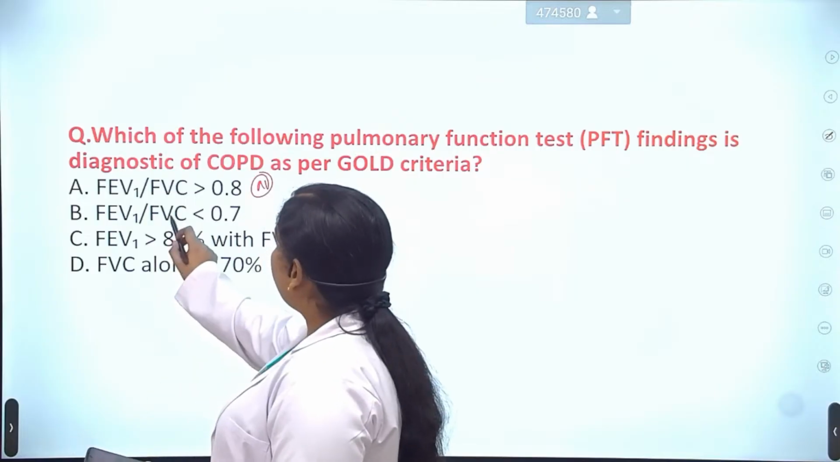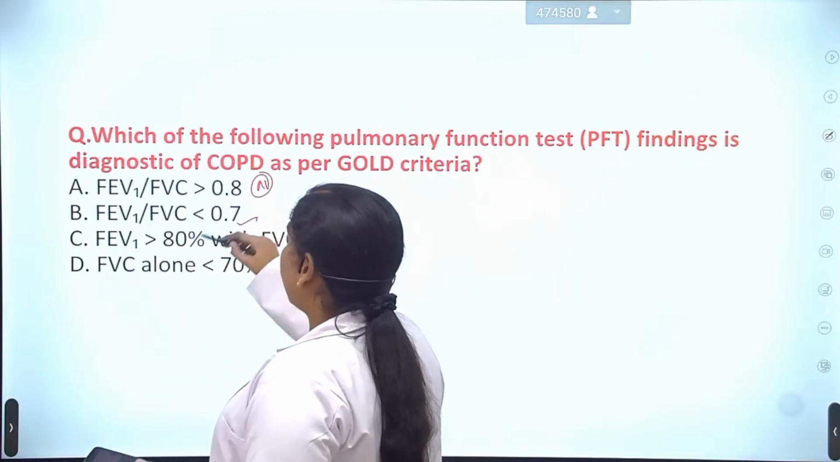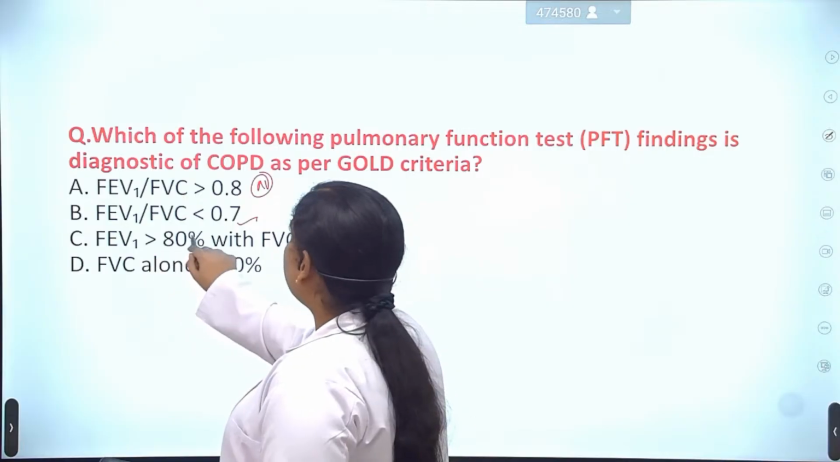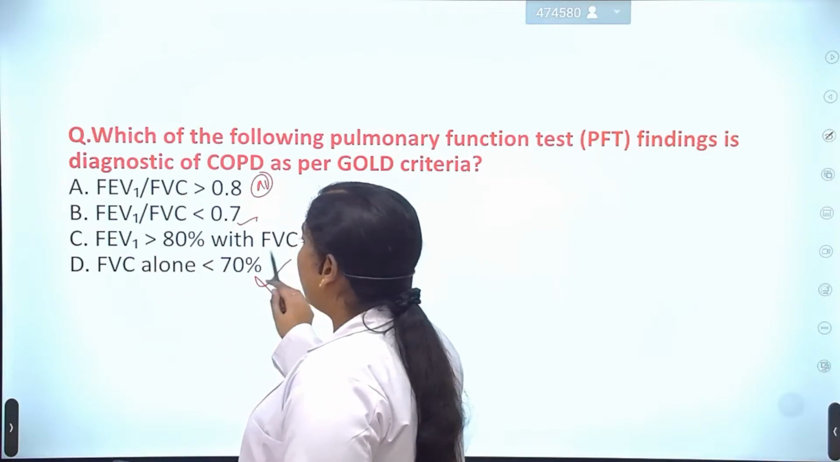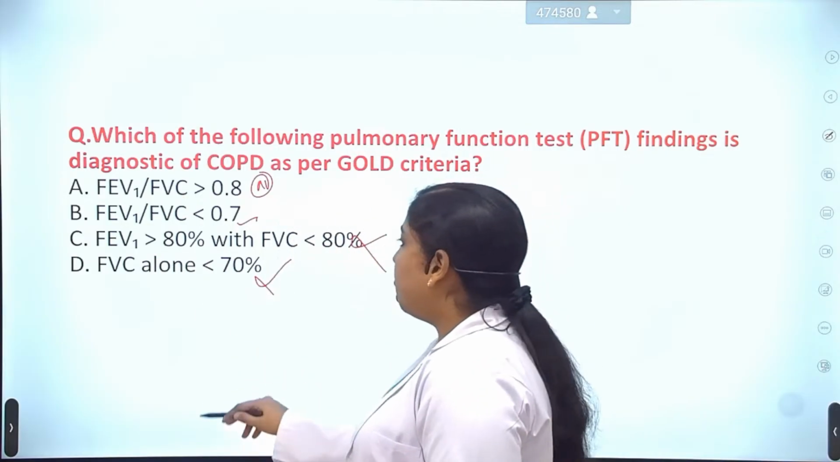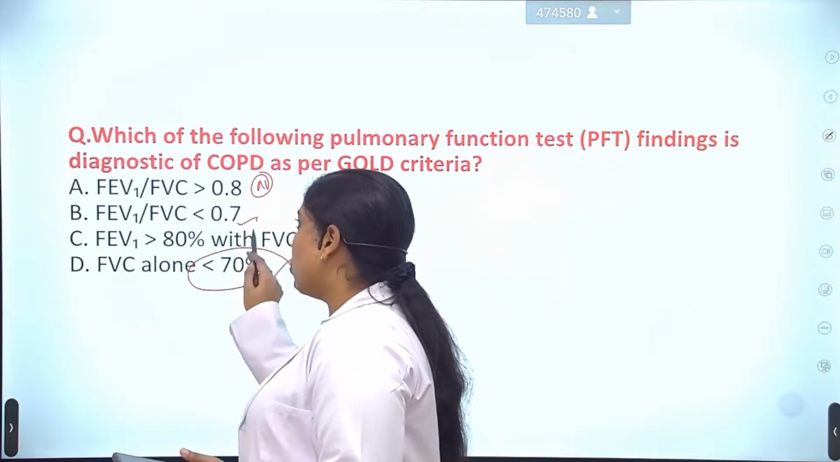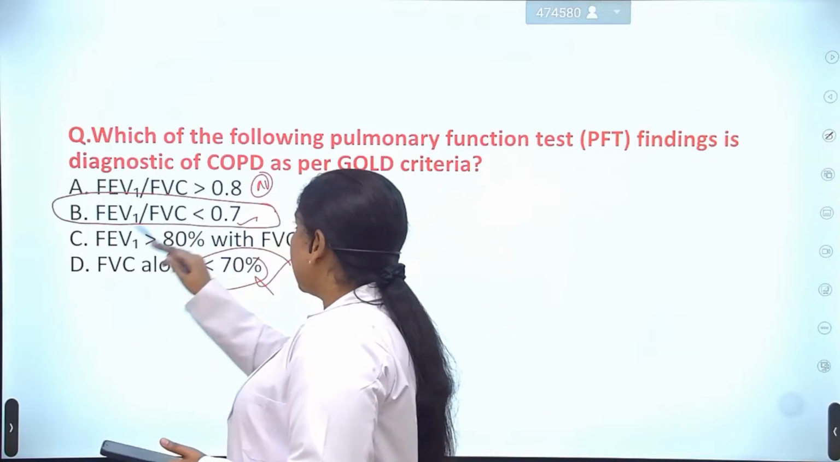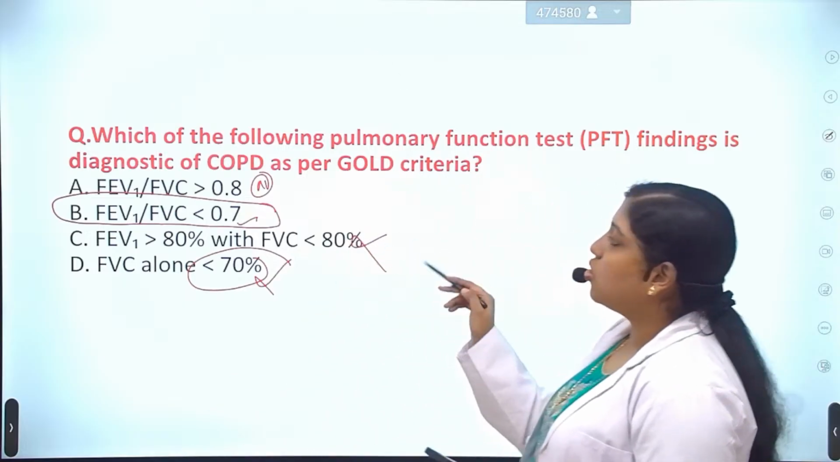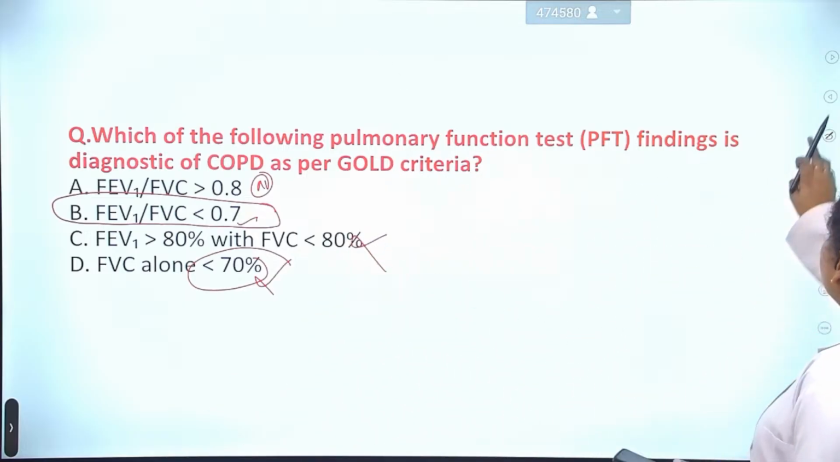FEV1/FVC ratio less than 70%, it's correct. FEV1 80%, no, these are all incorrect. FVC alone less than 70%, no. This is the classical primary decider of your COPD diagnosis. So this is the answer.